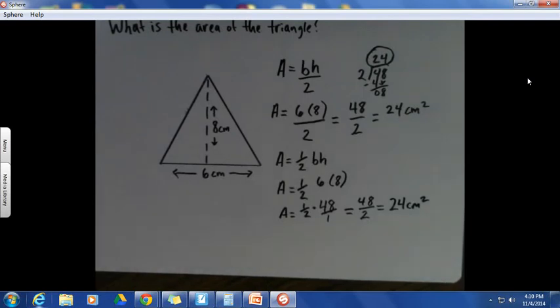So there you have it. That is area of a triangle.